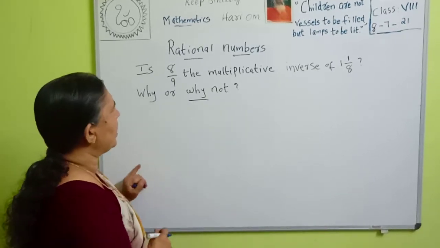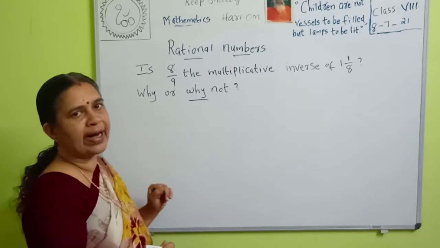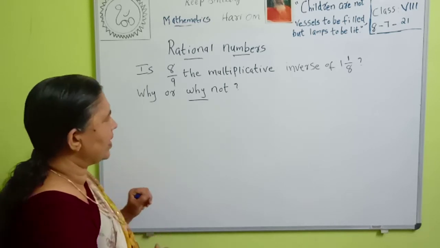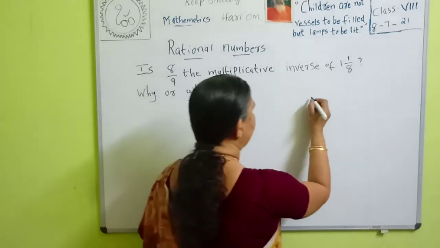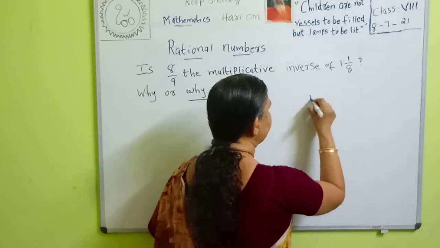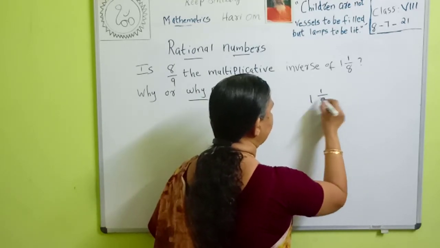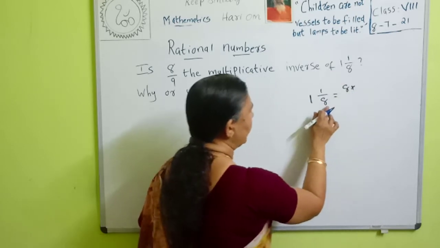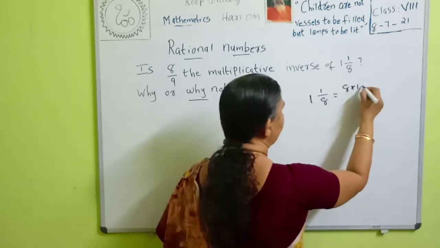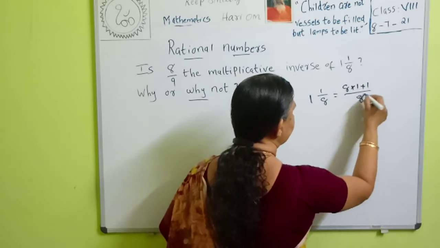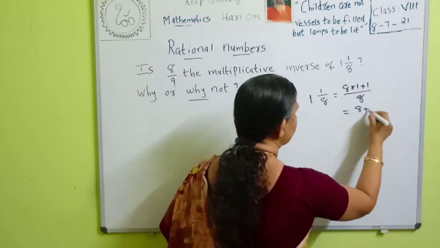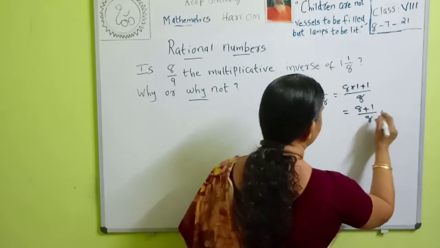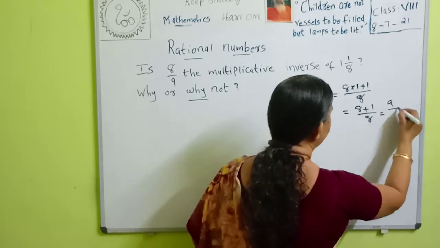Is 8 by 9 the multiplicative inverse of 1 and 1 by 8? First, this is a mixed fraction, 1 and 1 by 8. We can change it to an improper fraction. 1 and 1 by 8 is equal to 8 into 1 plus 1 by 8, the denominator into the whole plus the numerator. That is equal to 8 plus 1 by 8. That is equal to 9 by 8.